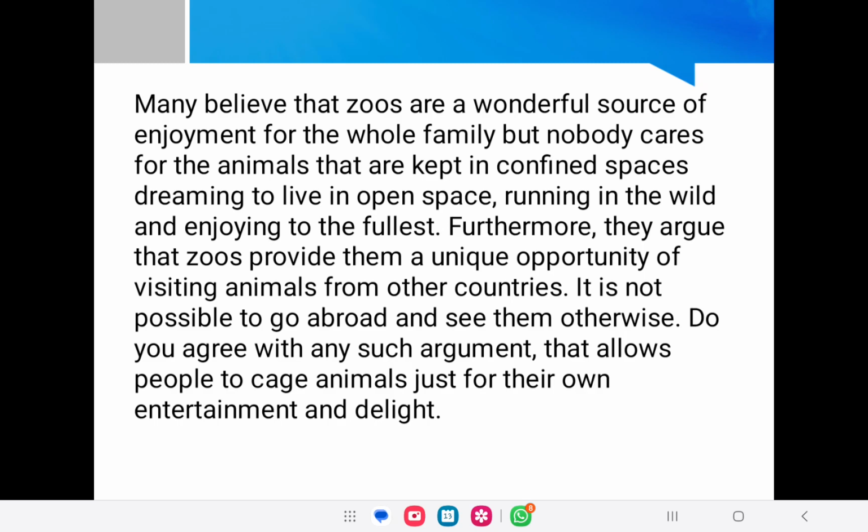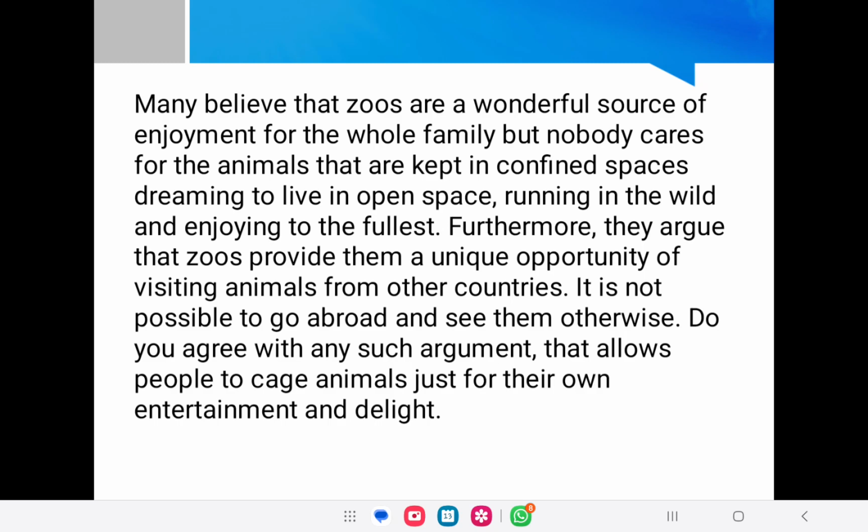Now, this is my second paragraph, and here I'm adopting an evaluative tone. My second paragraph starts like this: Many believe that zoos are a wonderful source of enjoyment. This is basically because I am not in favor of zoos, that's why I'm adopting such a tone. Many believe that zoos are a wonderful source of enjoyment for the whole family, but nobody cares for the animals that are kept in confined spaces, dreaming to live in open space, running in the wild, and enjoying to the fullest.